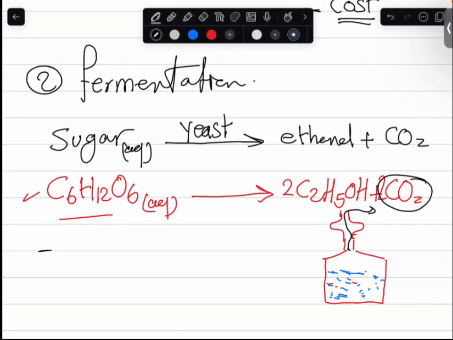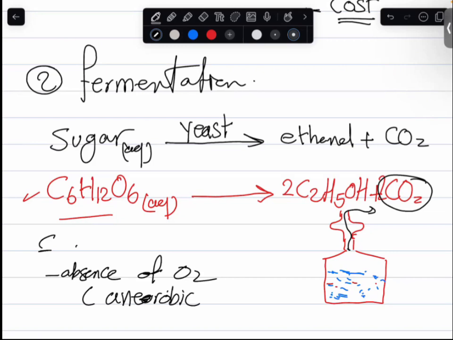Why don't we allow oxygen to get in? Because this is a kind of respiration, and we need this respiration to happen in the absence of oxygen. Any process that happens in the absence of oxygen, we call it anaerobic respiration. These will be the conditions for this reaction to happen.